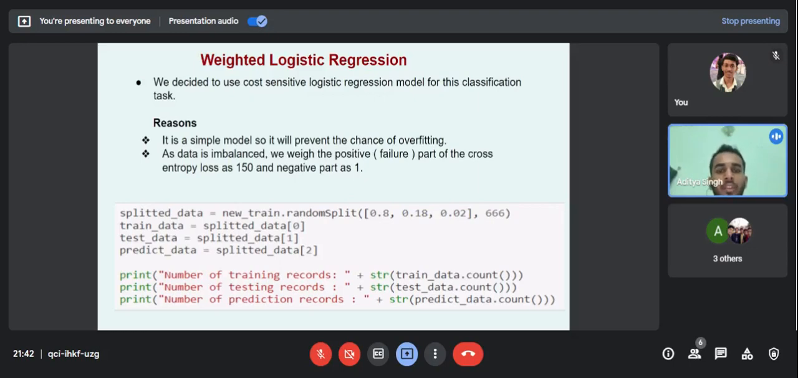Now, we have decided to use the cost-sensitive logistic regression model for this classification task. The reasons we chose this model are as follows. It is a simple model, so it will reduce the chance of overfitting, which has been a major problem in a lot of classification problems. Now, as data is imbalanced, we weigh the positive, that is the failure part of the cross entropy loss, at 150 and the negative part as 1. The code snippet can be seen in the slide.